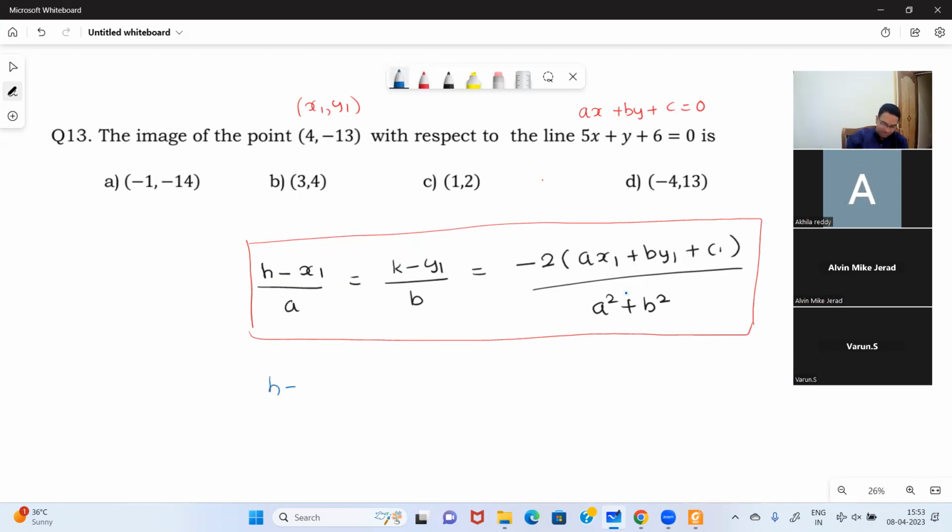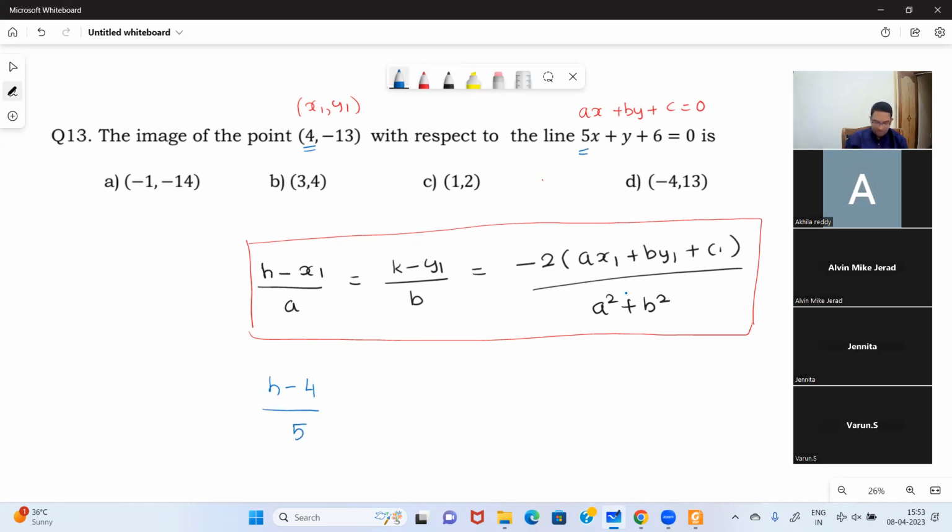(h - x1)/a: what is x1 in this question? 4. What is a? 5. Equal to (k - y1)/b: what is y1? -13. Divided by b, what is b? 1. Equal to -2 times (a x1 + b y1 + c): 5 into 4, how much? 20. Plus 1 into -13, plus c, what is c? 6. The whole thing divided by a² + b², 5² + 1².